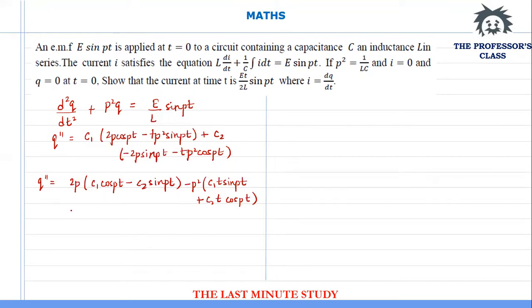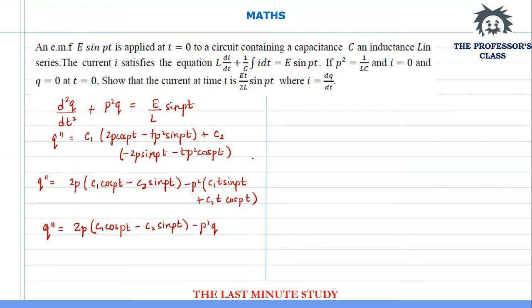So this is what I have obtained, and now q double dash will be equal to, this is c1 cos pt and this is sin pt, c2 sin pt. Now this equation is what we have assumed to be our q. So this will become minus p square q, right? So q double dash is this equation.